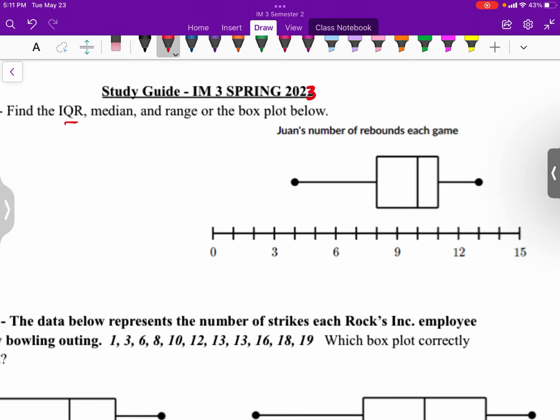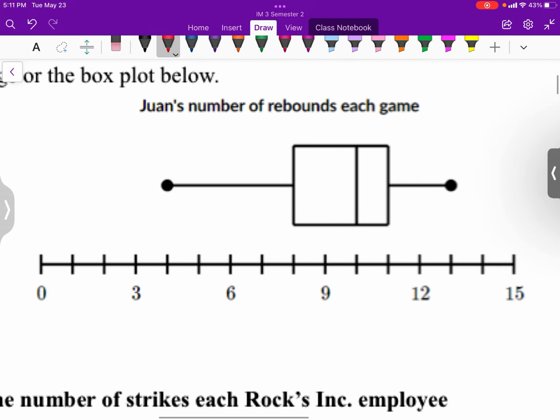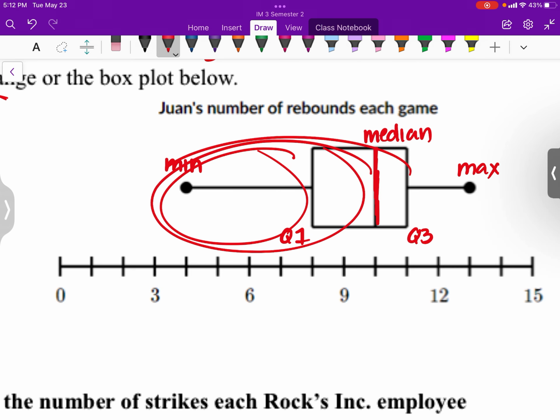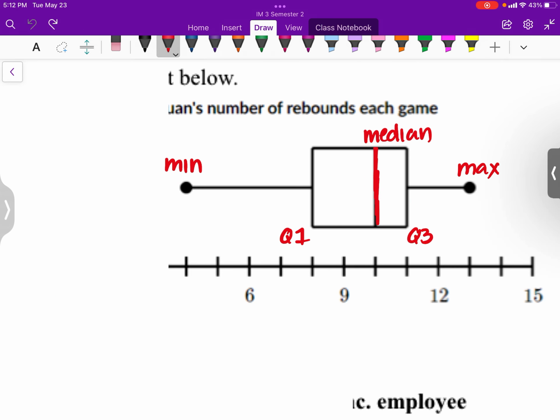Before identifying what we're looking for, let's start by identifying what we have. In a box plot, you always start off with the minimum and end up with the maximum, min and max. From there, we also have a median, and the median would be this line. The other two lines represent the Q1 and the Q3. Once again, the box plot is cut into 4 separate sections: 25%, 50%, 75%, and then the whole thing.